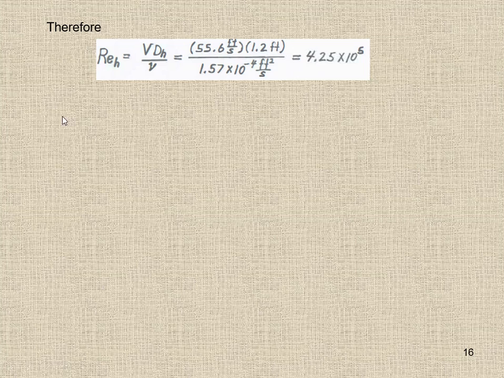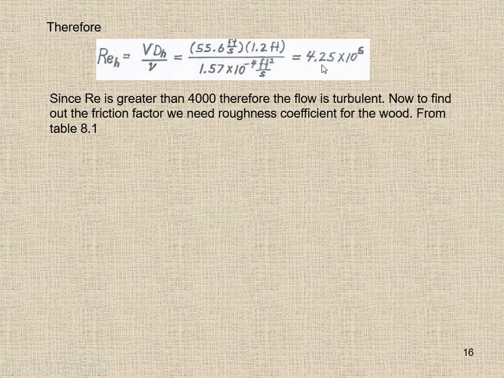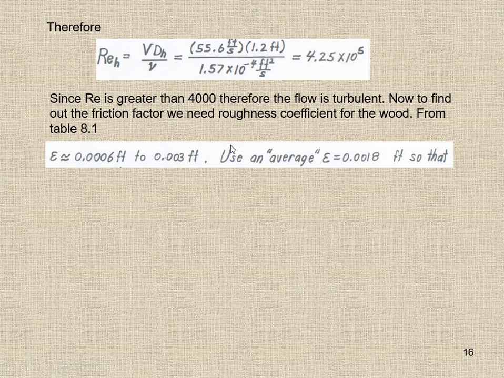For the hydraulic diameter, we calculated the Reynolds number, which is 4.25 times 10 to the power 5, much greater than 4000. That means the flow is turbulent. And from the table, we get the coefficient of roughness, given as a range of 0.006 to 0.003. So we have taken an average. For the wood, because of good finish or less finish, there is a range for this. So we have taken an average, which is 0.0018, the epsilon.